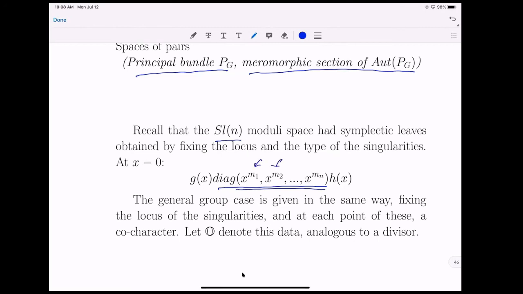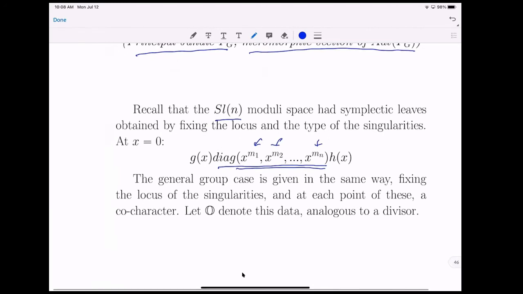You're given basically the polar behavior of the matrices. Now, when I say pole, it includes zeros. So these m's here can be either positive or negative. Some of them can be 0. And the action you're considering is basically pre- and post-multiplying by things that are holomorphic but invertible. And so this orbit of these things fixes the type of the singularities.